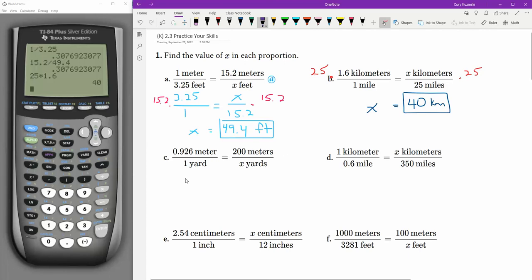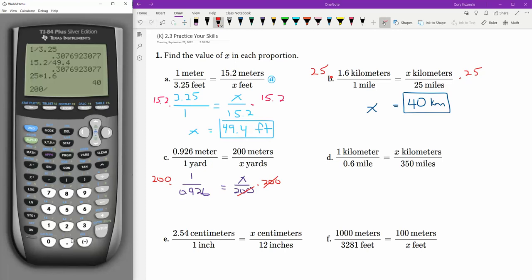All right, this one I'm going to have to flip over. 1 over 0.926 equals x over 200. Yes, there are other ways to do this, but I'm using the method we learned this chapter. Multiply by 200 here. Multiply by 200 here.